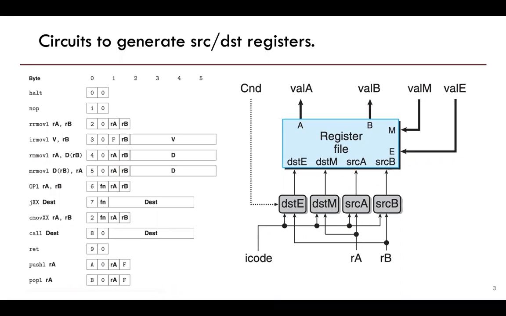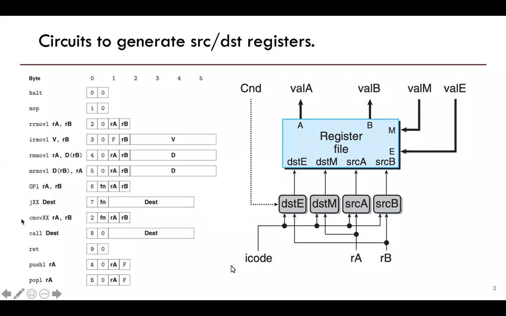Then you can send the register ID to the register file. Otherwise, we make an F value and send that to the register file. This is how you generate the input to the register file. So like I said, we have input read and write ports here.